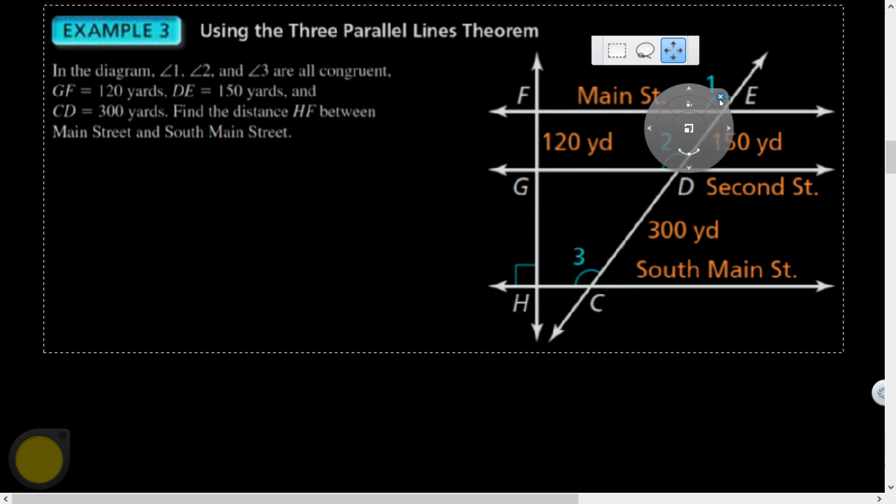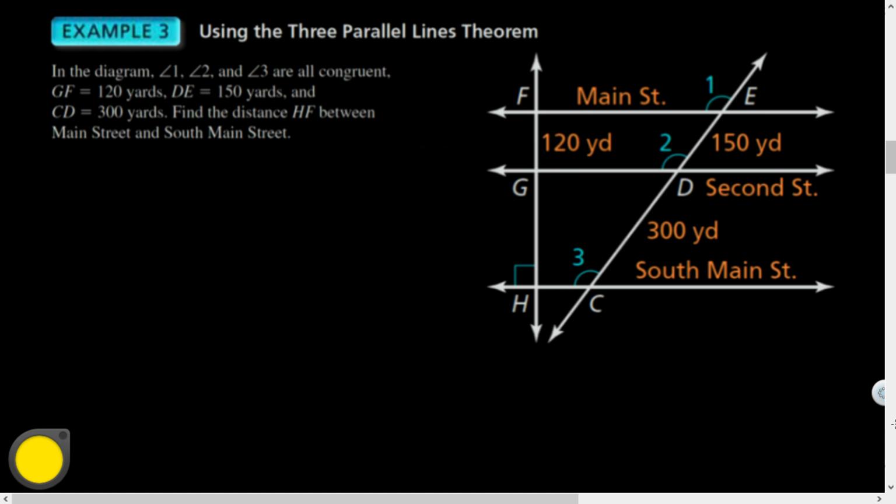All right, so using the 3 parallel lines theorem, it says in the diagram, angle 1, angle 2, and angle 3 are all congruent. They already labeled those for me. Good. GF is 120 yards. Okay, those are all labeled. DE is 150, and CD is 300. Find the distance HF between those streets. HF, between Main Street and South Main Street.